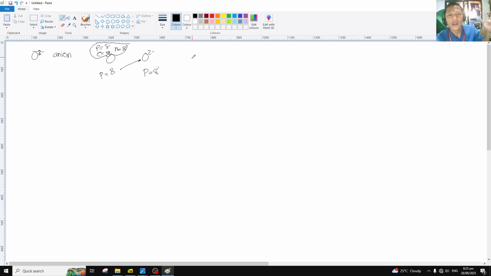Isotope. For oxygen, the atomic mass is 15.999, so there are isotopes. Maybe there is oxygen 7. 7 plus 8 would be oxygen 15. Oxygen 15. For isotope, usually it is indicated on the left side. That's how the isotope is shown, okay?